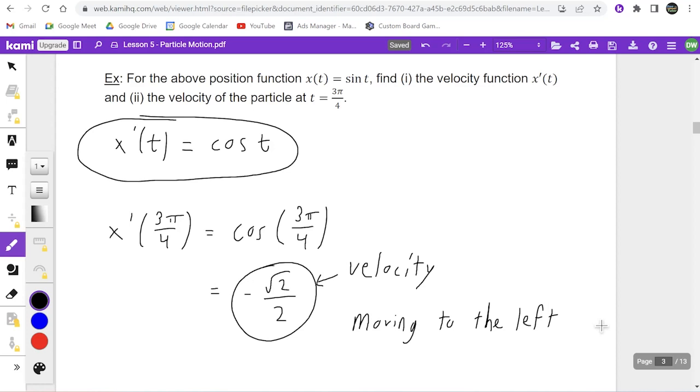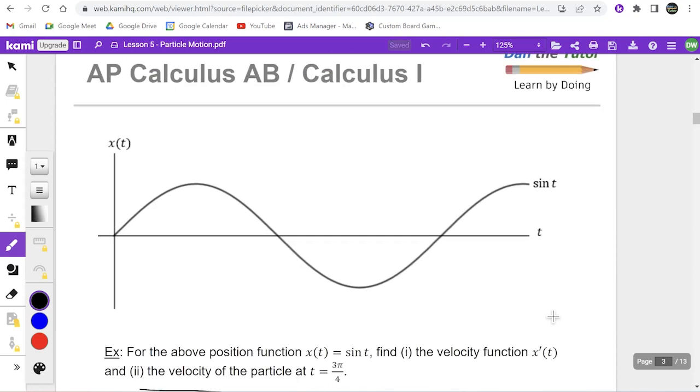And what this looks like on the graph is if I scroll up to the graph and I look back at 3 pi over 4, which we remember is right here, 3 pi over 4. Remember, derivative is the slope. So if I take the slope of this line right there and I draw it good enough, then I see that the slope is going downward. In other words, we're moving to the left. Any questions on that one?